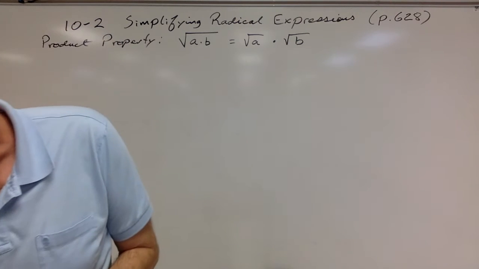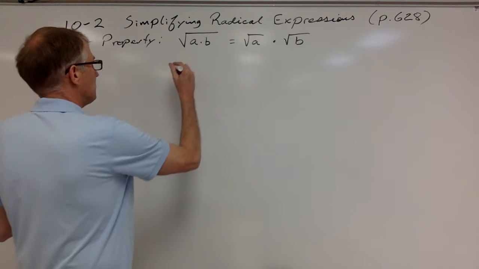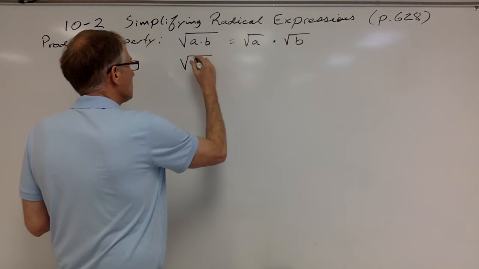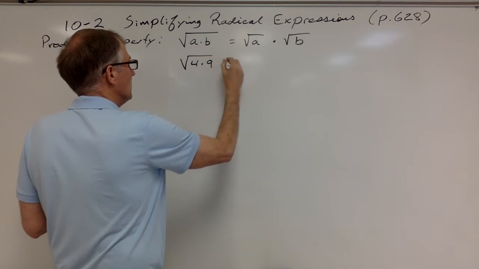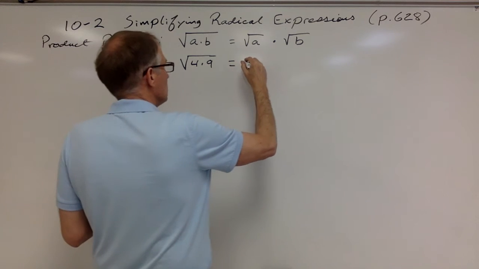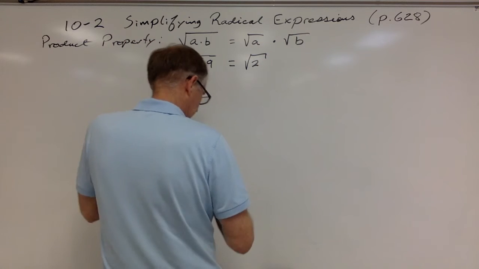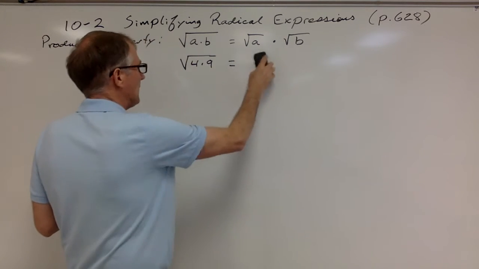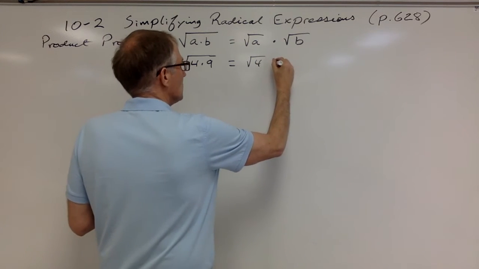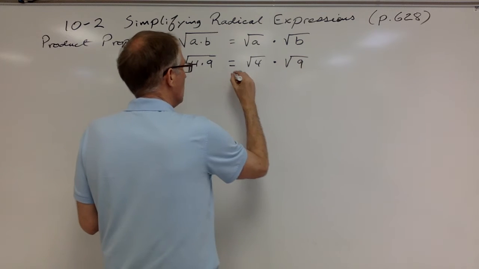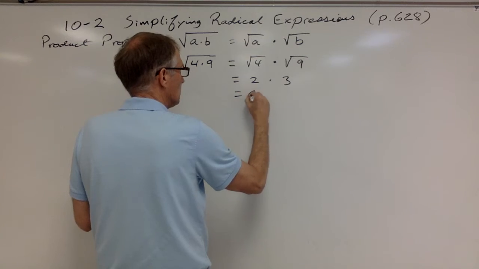So if we had something like, for example, the square root of 4 times 9. No, hold on. Bad teacher. That's the square root of 4 times the square root of 9, which you all know the square root of 4 is 2, and the square root of 9 is 3, which equals 6.